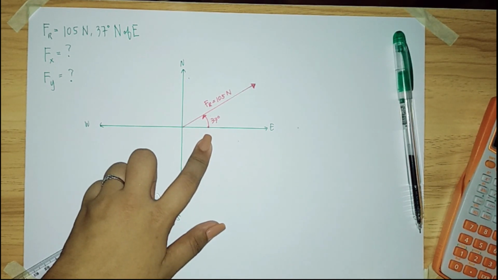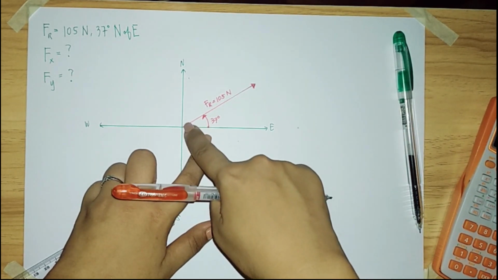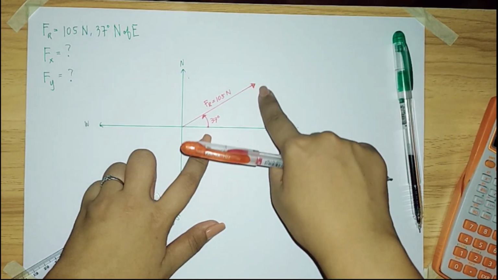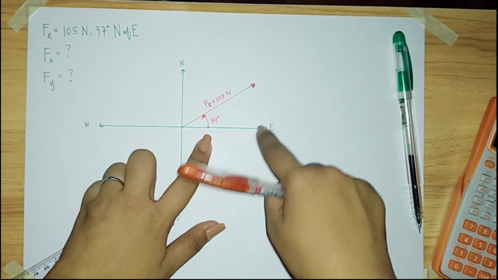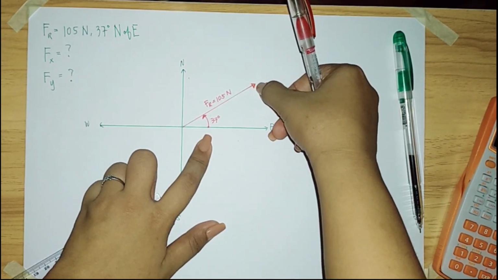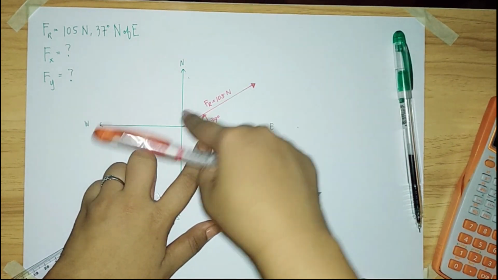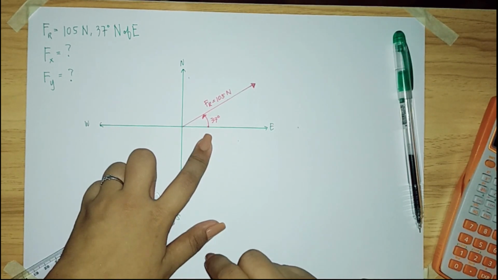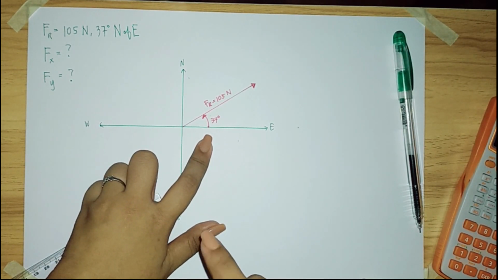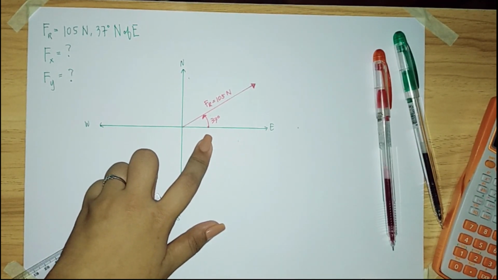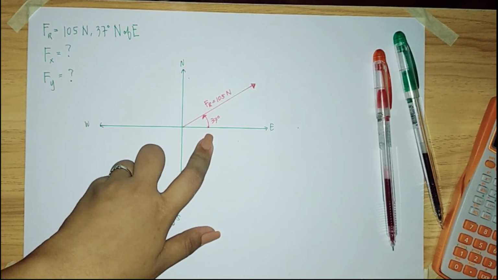Now, if you noticed earlier, what we looked for was this one, and the x and y components were given. Okay? Now, this time, we are going to look for the components. So, we have to make sure that we can create a right triangle later. So, how are we going to do it? We're going to use our sine and cosine laws.